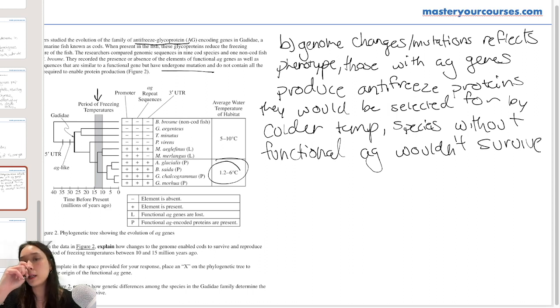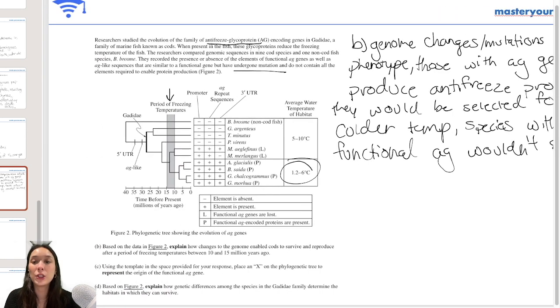Okay, so there's probably a bunch of different ways in which you can say this, but as long as you kept the idea that the genome is going to change the ability to produce or not produce antifreeze proteins, and that is going to determine what temperature they can live at because of natural selection. So as long as I think you include those key points, you should be fine.